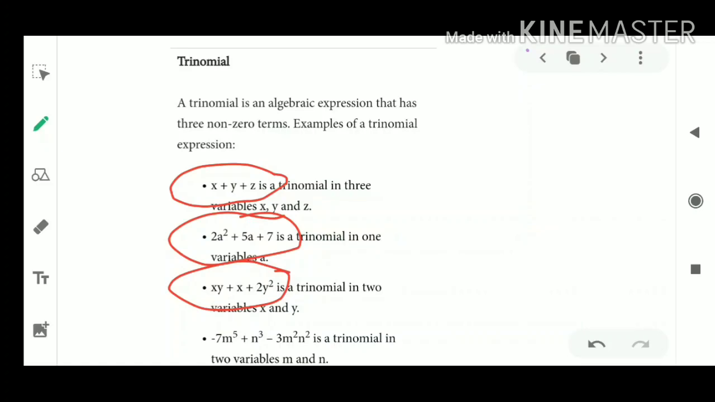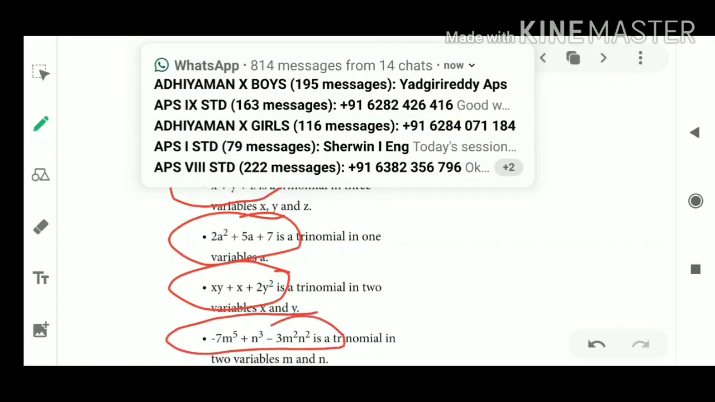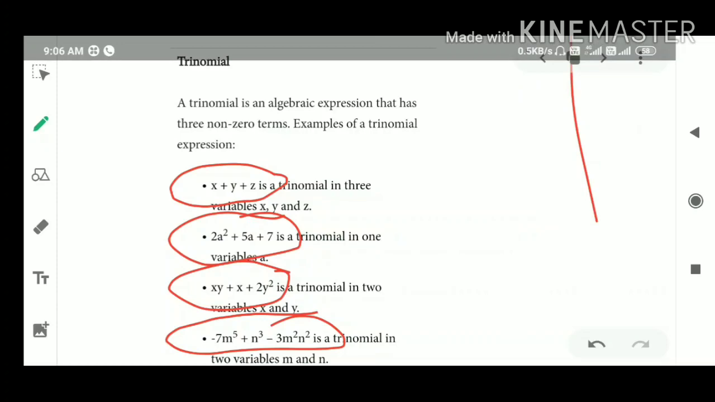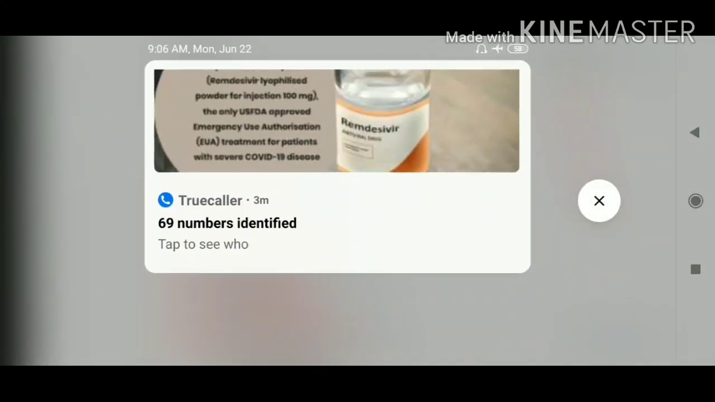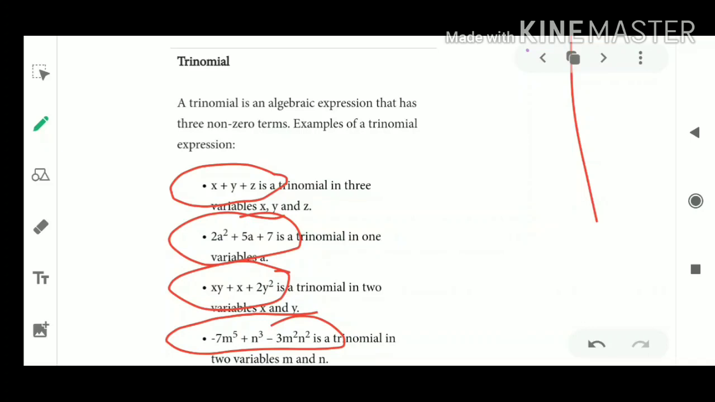So here also, how many are there? Three terms are there. So it is called a trinomial. How many variables are there? Only two variables. Like that, we will write with one variable or two variables or three variables. We can write any trinomial.